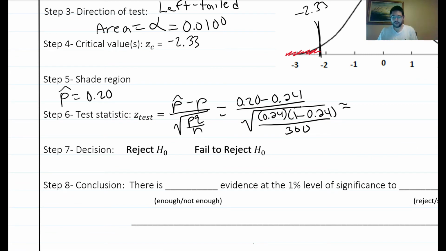We know that the numerator is going to be negative 0.04. Be very careful with the denominator. So for the denominator, I would suggest doing the denominator first, and then saving that number, and then dividing them, rather than doing them all at once, just in case. Although I tend to do it at the same time because I know how to operate the calculator in such a fashion. All right, so the test statistic is about negative 1.62.